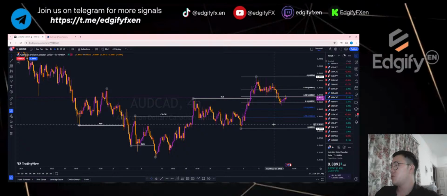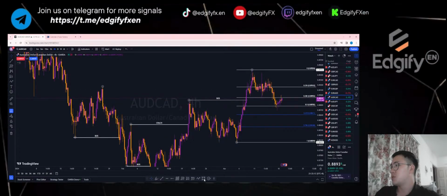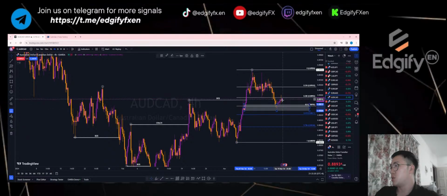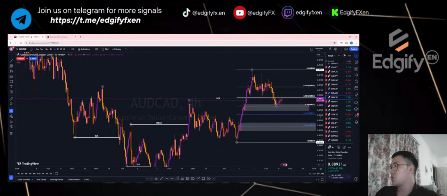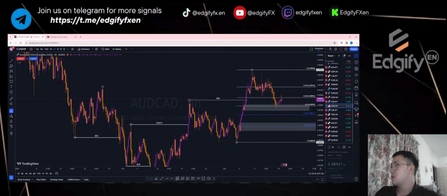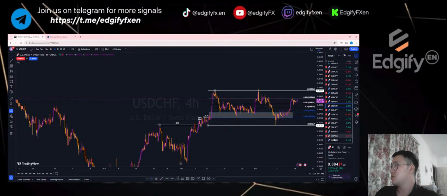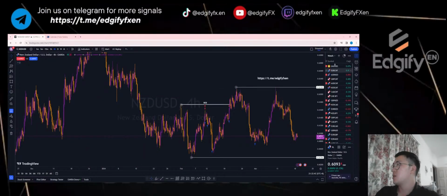AUD CAD at the moment, I have a zone here tapped in, no pullback. I need to break below this low here first. And I will have something here as well, so two zones I'll be watching out for. USD CHF, I'm going to avoid this for now. And the USD, we have done it already. So basically, all the pairs have been done.